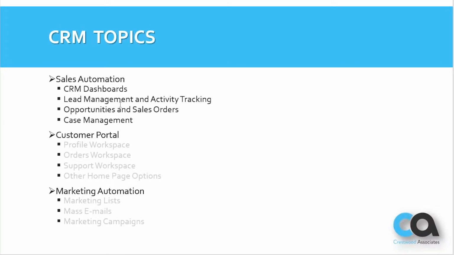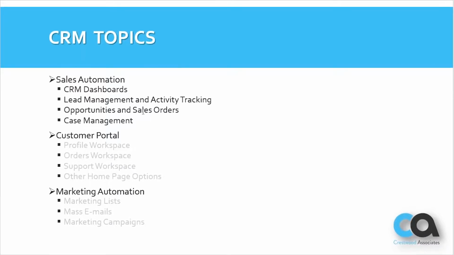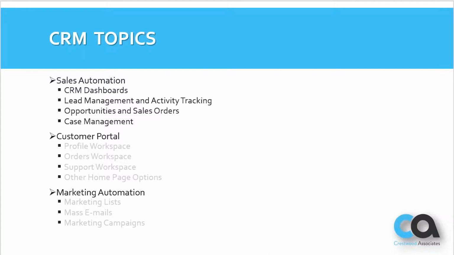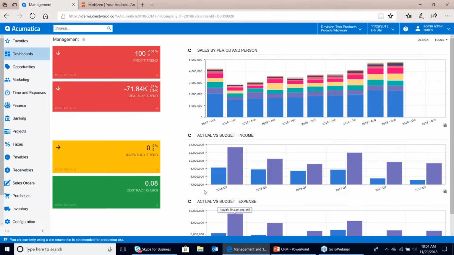So lead management and activity tracking, the creation of opportunities that then basically get converted to sales orders, which are confirmed sales with clients, and then a look into case management. So we're going to start with the sales automation piece. With that, we're going to get into the software. So we're going to go into some of those CRM dashboards.